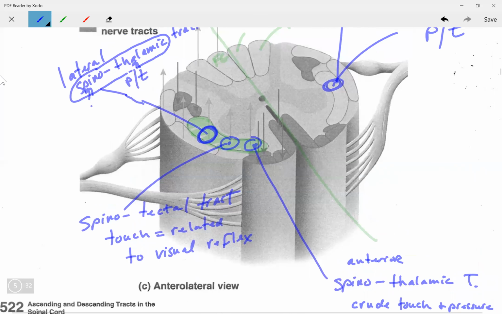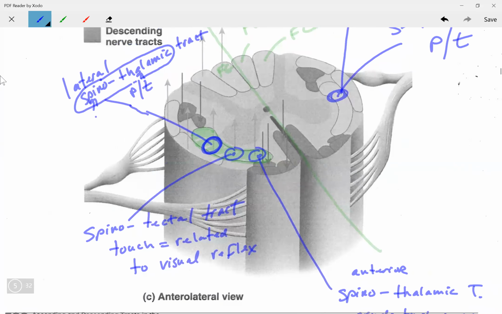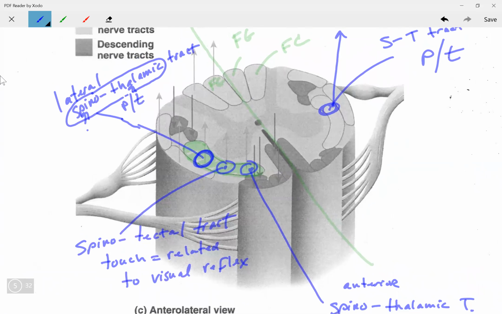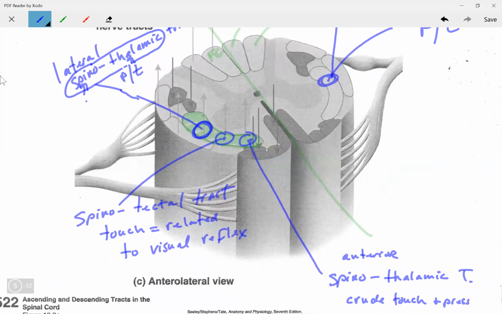All right, I'm going to erase all of this, and then we're going to look at this area and that area. So we have two more ascending pathways to do.